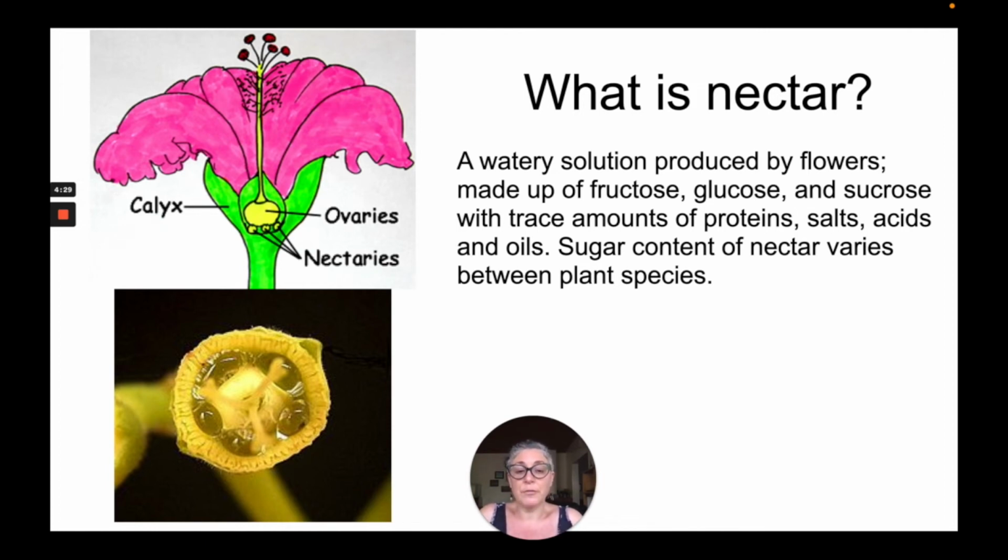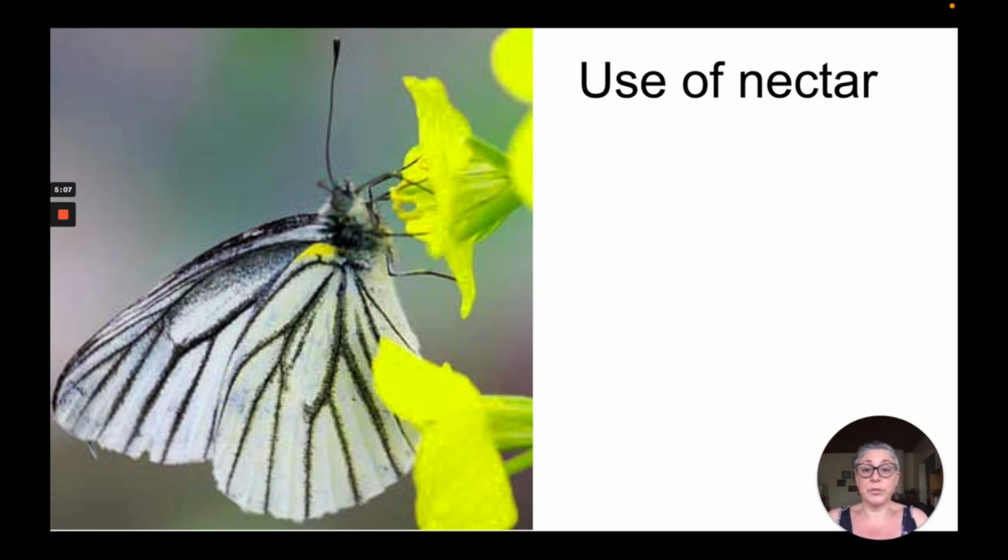Now, let's not forget that the nectar is very important to the plant because it's going to attract pollinators to come and pollinate the plant in order for it to reproduce and create the next generation of members of their species. So what is nectar actually used for?